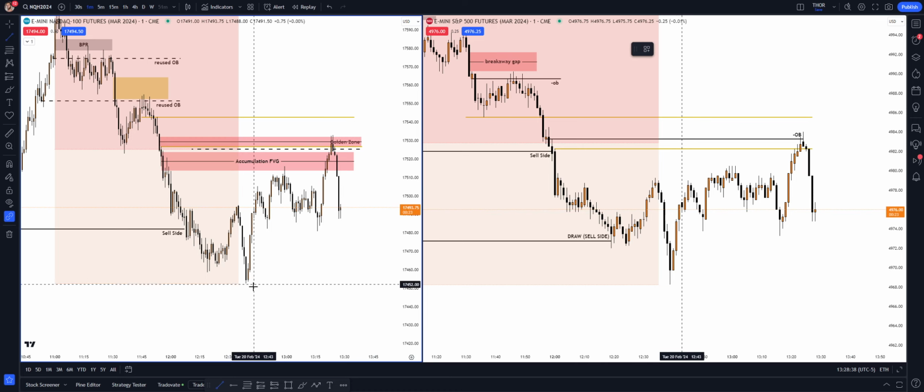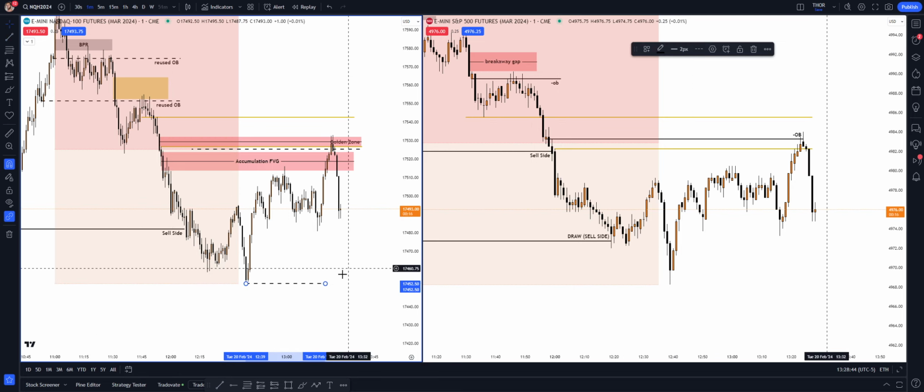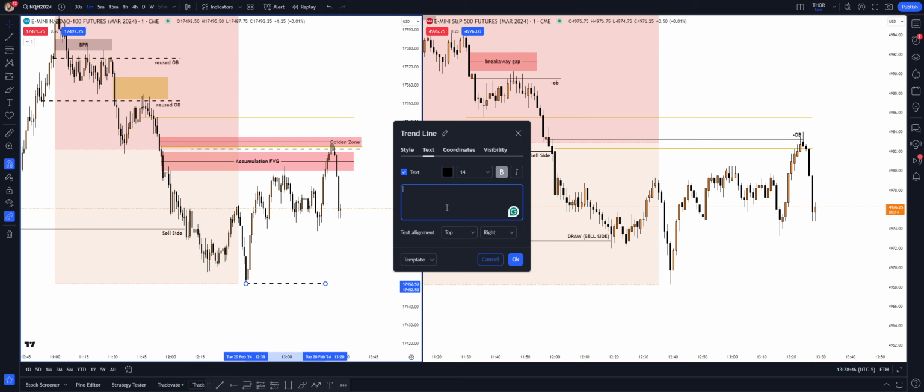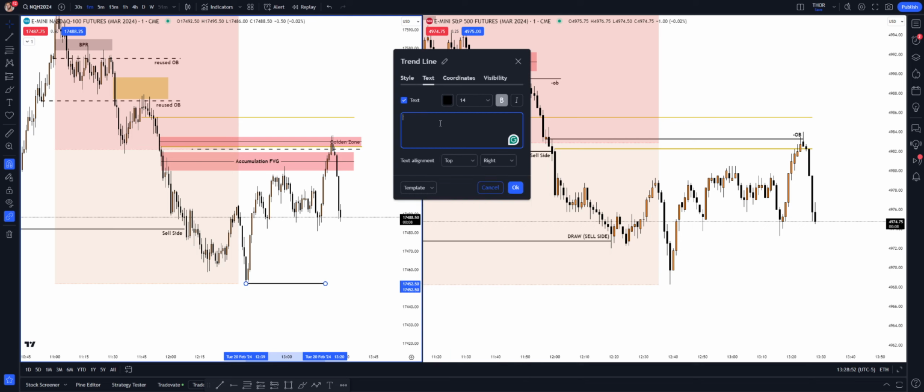Let me annotate the sell side here. Could just sweep that sell side, and that could be it for today. I don't think we'll be expanding lower as much.